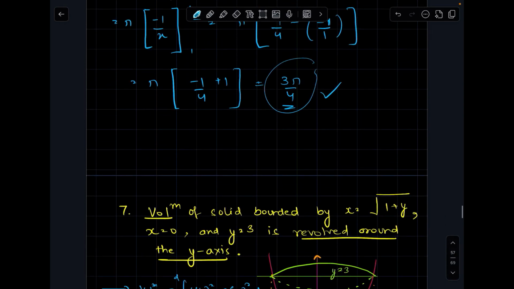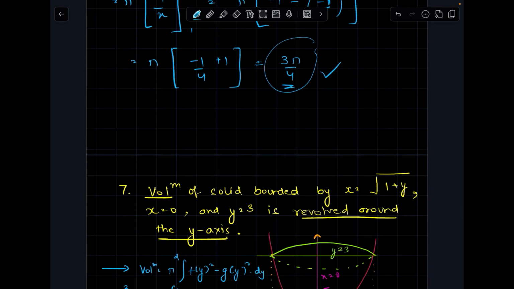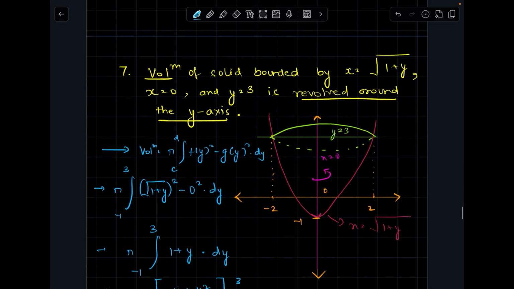Seventh question. Okay, so solve it. Pause the video and solve. Okay, so the volume of a solid bounded by x is equal to root of 1 plus y, x is equal to 0, and y is equal to 3 is revolved around the y-axis. So this time it will form a sort of a right angle down cone.